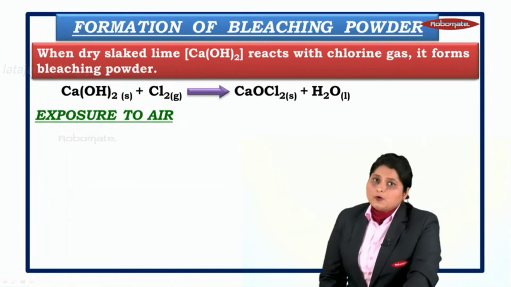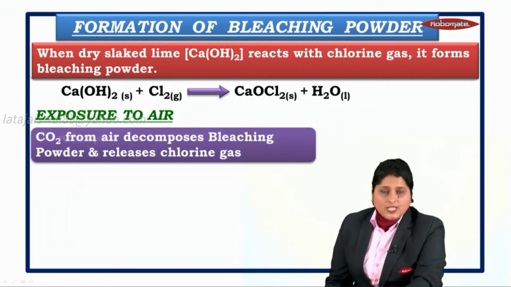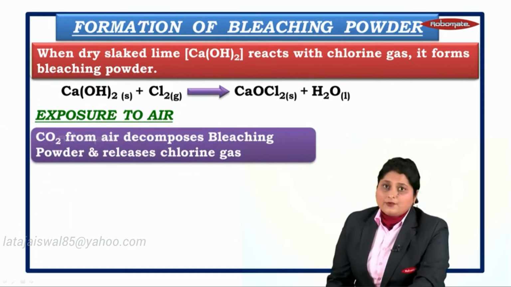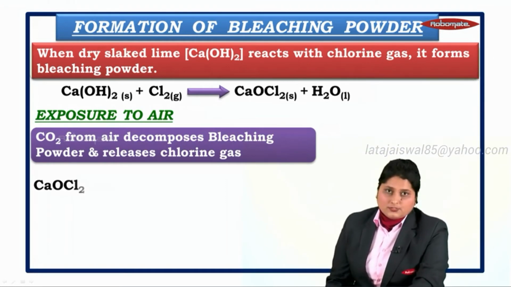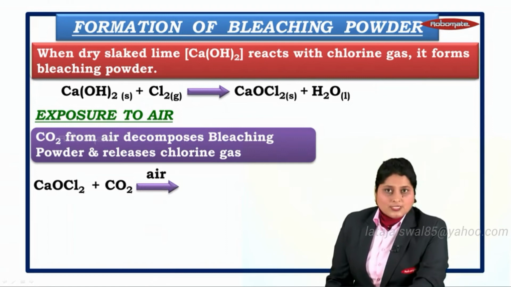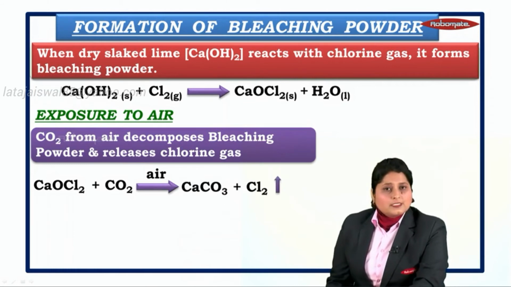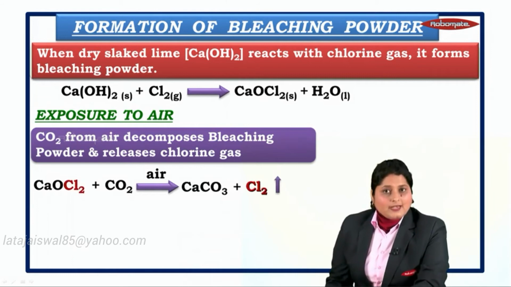Now when we expose this bleaching powder to air, what happens? Carbon dioxide from air decomposes bleaching powder and releases chlorine gas, a very important gas. So calcium oxychloride or bleaching powder reacts with carbon dioxide gas present in the air and forms calcium carbonate along with the release of chlorine gas. Now this gas is very important.